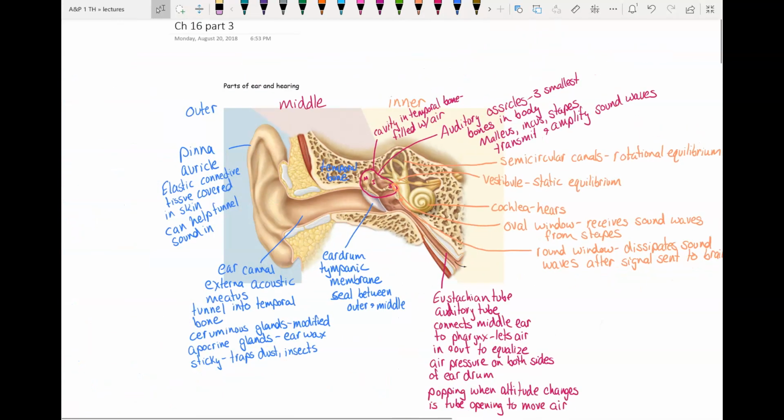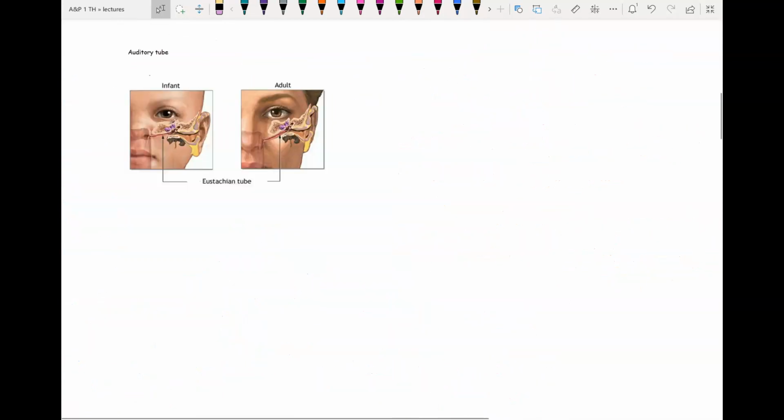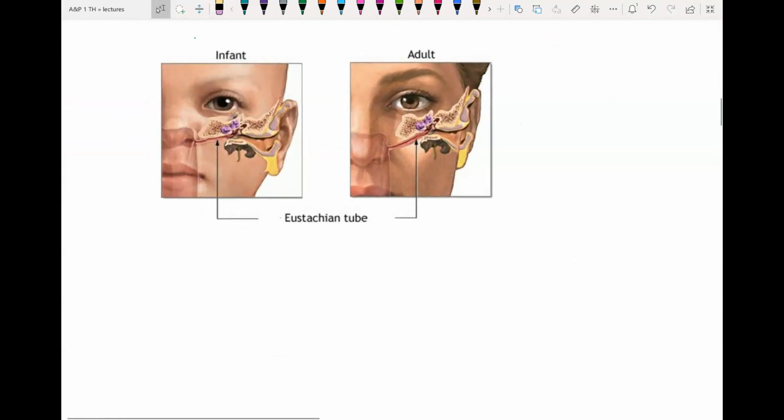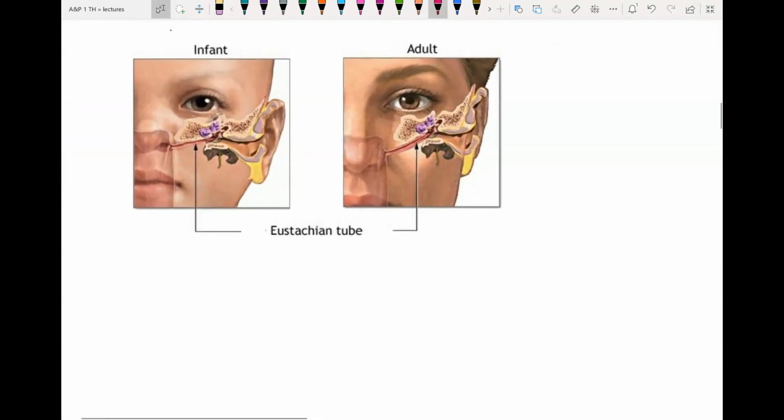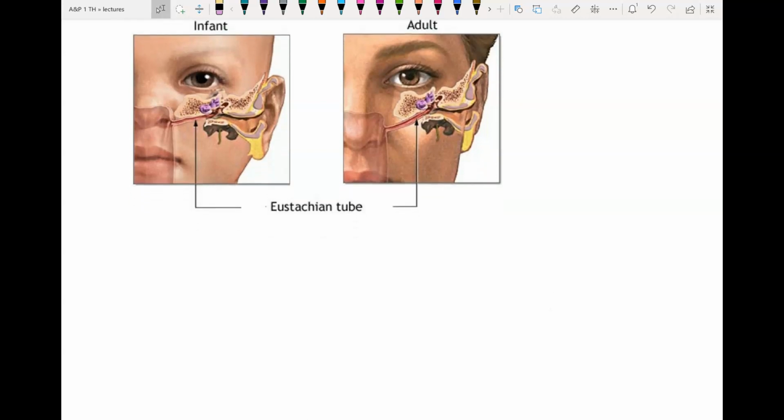So there's an overview of the parts of the ear. We're going to look a little more at that eustachian tube. The eustachian tube has a very important role in ear infections. If you think about ear infections and who gets them, they're common in kids and rare in adults.